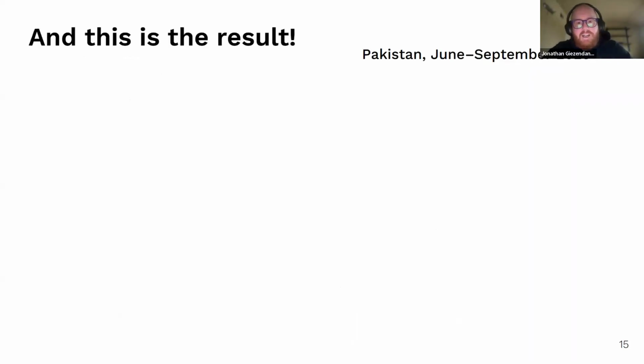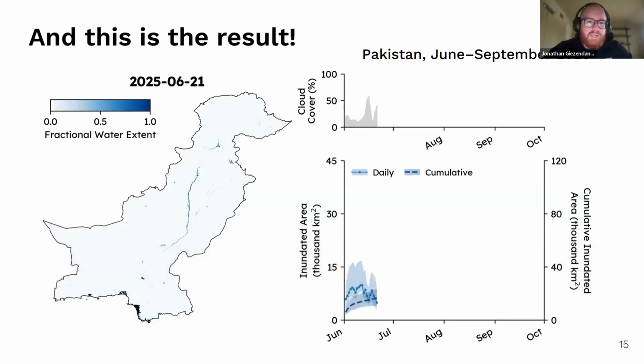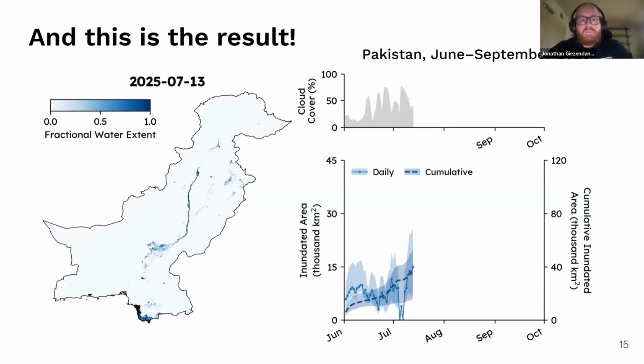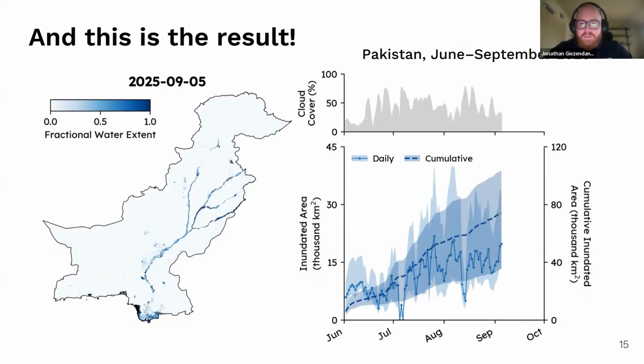Slide. And yeah, this is one of the results. This is a flood over Pakistan in 2025 that you probably all heard about. And this is based on this algorithm for VIIRS daily imagery, and we can really see the progression of the flood over those couple of months. Next slide.